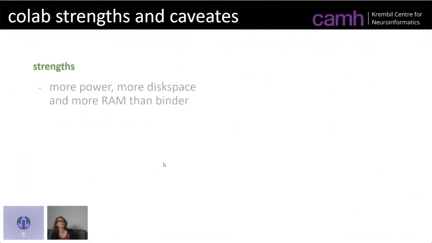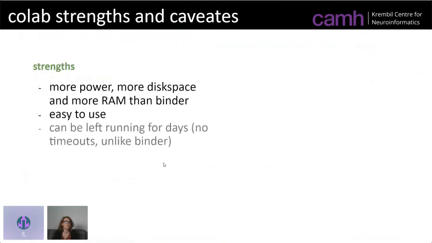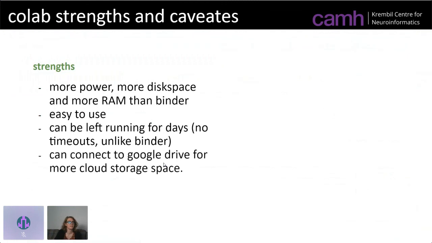Okay, so Google Colab has some strengths that you might have already noticed. You get a little bit more power and more disk space compared to Binder as a cloud instance. And you can leave it running for days, so it won't time out on you the way that Binder can. Binder can actually time out on you after 10 minutes if you don't touch the code, which is quite annoying. For working with your own code, you can connect Google Colab to your own Google Drive in order to have more space and to be able to read and write files there.